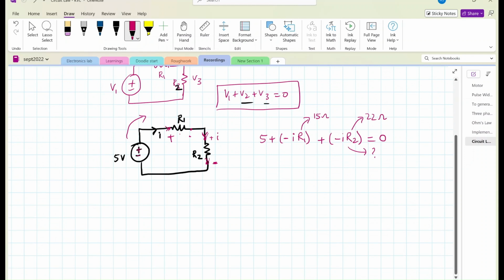KVL works in any circuit. Suppose it can only be applied to a closed circuit? Yes, this by definition can be applied only to the closed circuit, but the beauty of this KVL extends to any branch or any segment of the circuits also.